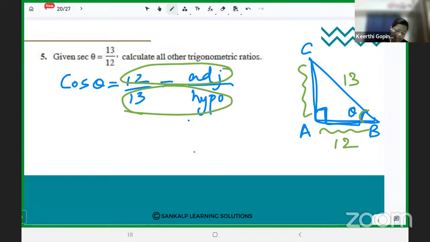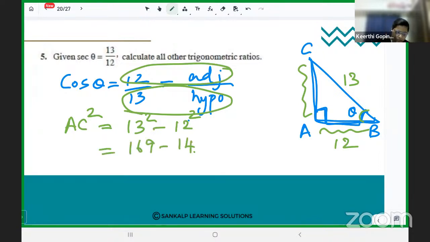How will you find out the value of AC? AC square is nothing but we have to subtract from the hypotenuse square, right? 13 square minus 12 square. I'm skipping some steps because it is repeating again and again, so as not to waste our time. So AC square is equal to 13 square minus 12 square. That is equal to 169 minus 144. The value is 25. So what is AC? AC is equal to root 25, that is equal to 5. So we have obtained the value of AC.